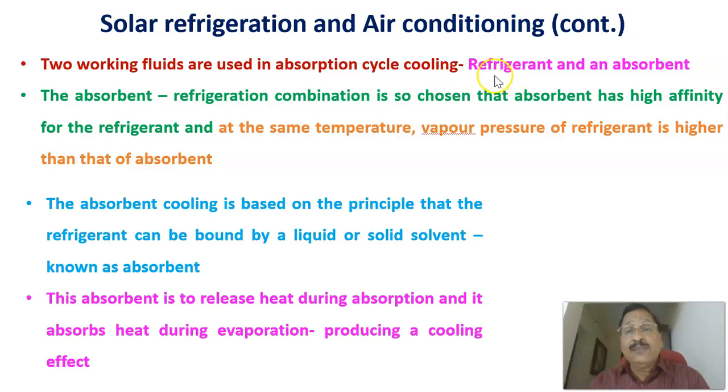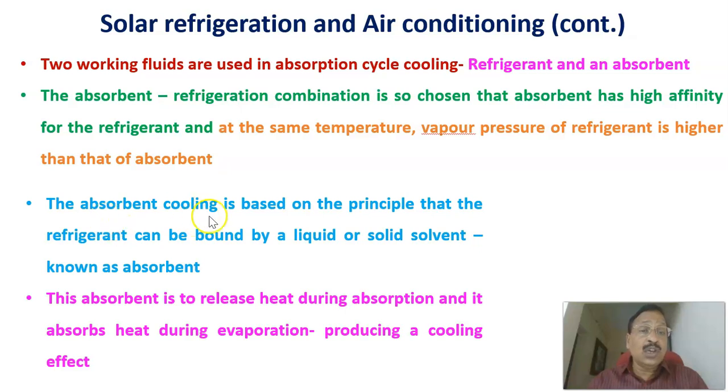Now continuing with solar refrigeration and air conditioning, two working fluids are used in absorption cycle cooling, called the refrigerant and the absorbent. The refrigerant-absorbent combination is so chosen that the absorbent has high affinity for the refrigerant, and at the same temperature the vapor pressure of the refrigerant is higher than that of the absorbent.